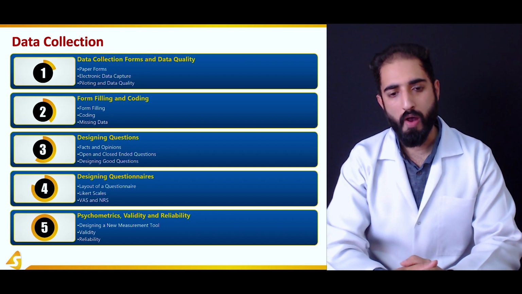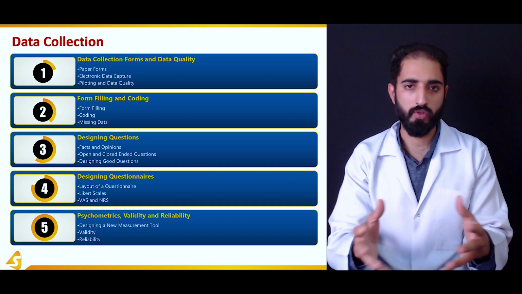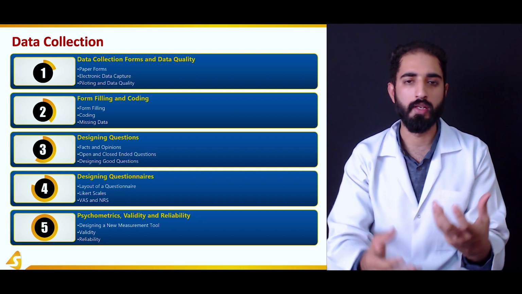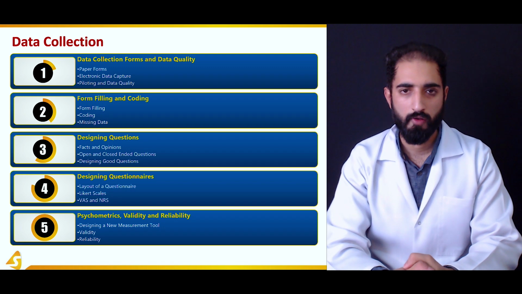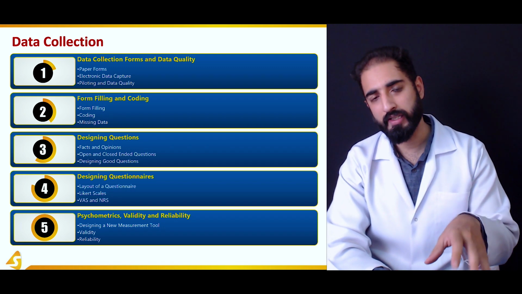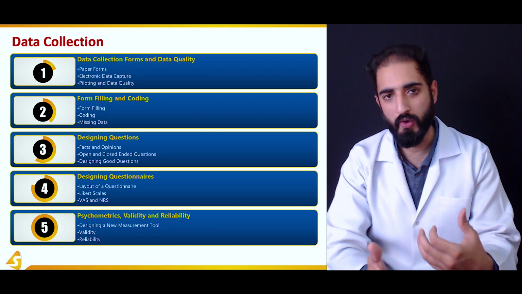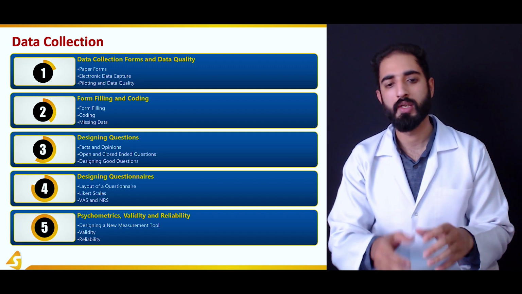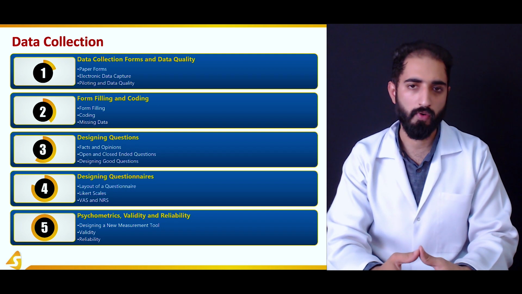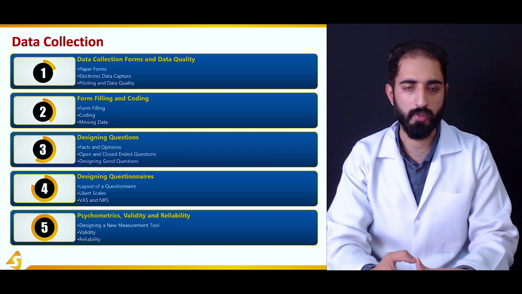After that, we're going to talk about how we can design questionnaires and what should be the good layout for a questionnaire. We're also going to talk about Likert scales, visual analog scale, numeric rating scale, and other types of scales which we can use in our questionnaires for data collection of different variables.